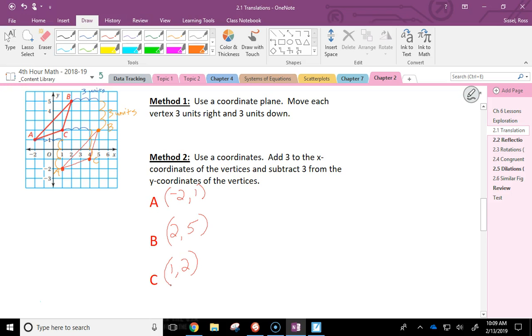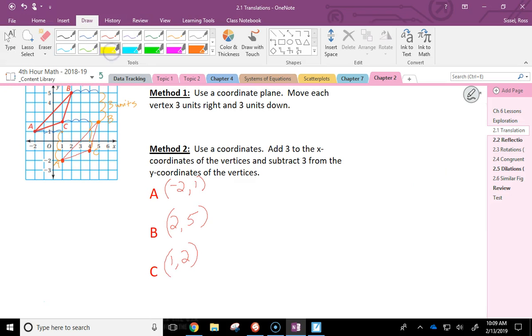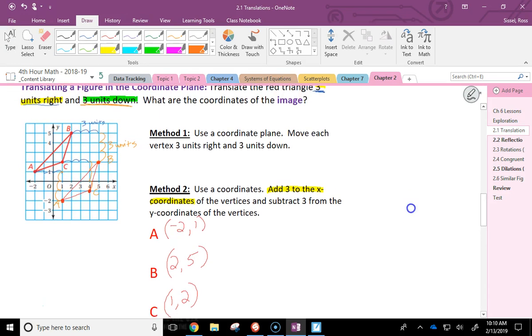Left to right. Yep, left to right. It affects X. X is my left and right one. So if it tells me to go up and down, that affects my Y. So here, when it said 3 on the X coordinate, because I was supposed to move right.